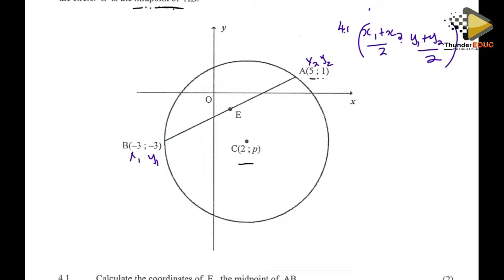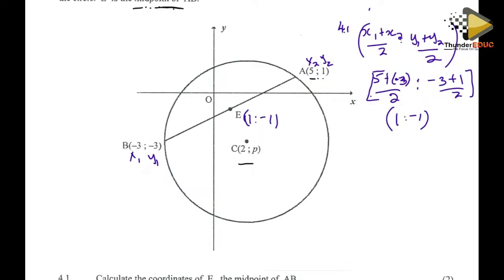Okay. Then I'll get the 5 plus the -3 divided by 2. The order does not matter, guys. And then the y1 and y2 is -3 plus 1 over 2. It'll only play a big role maybe when we are getting the gradient, but for the midpoint, it'll be just the same thing, it's just addition. And so this is going to give us 2 over 2, which gives me a 1. And then -3 plus 1 is -2 over that. I'm getting a -1. So this point here is 1 and -1.